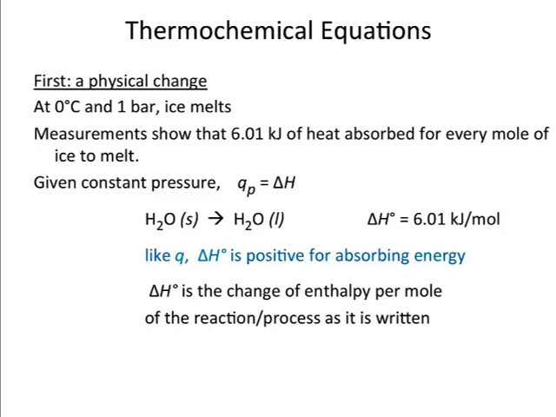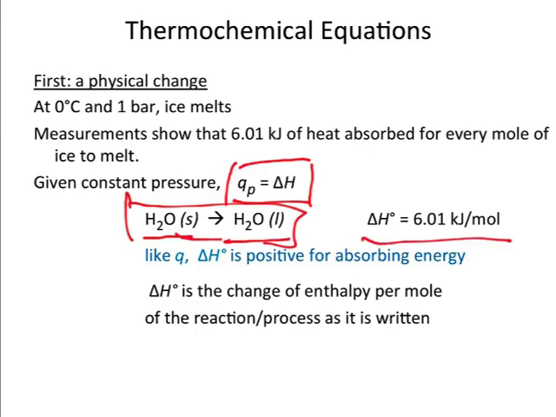At 0 degrees Celsius and 1 bar of pressure, ice melts. Okay, you know this, ice melts at 0 Celsius. So measurements show that 6.01 kilojoules of heat are absorbed into the ice for every mole of ice that melts. So we can say that given constant pressure, our heat at constant pressure is equal to delta H, enthalpy. And then, water the solid goes to water the liquid. We can say for this reaction here, the enthalpy change is so many kilojoules per mole.